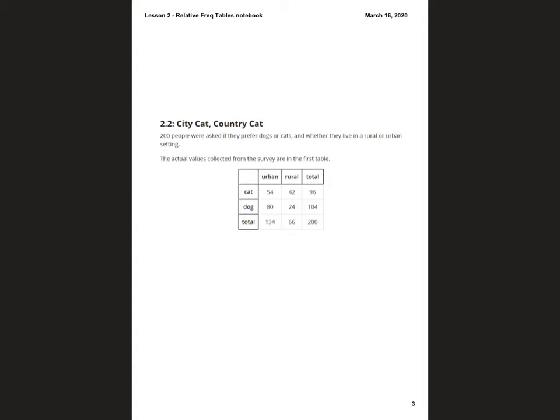Now looking at this new chart, you can see that this is a two-way table, and we know that 200 people were surveyed about whether they preferred dogs or cats and whether they live in a rural or urban setting. On the next couple pages, we're going to be referring back to this chart.